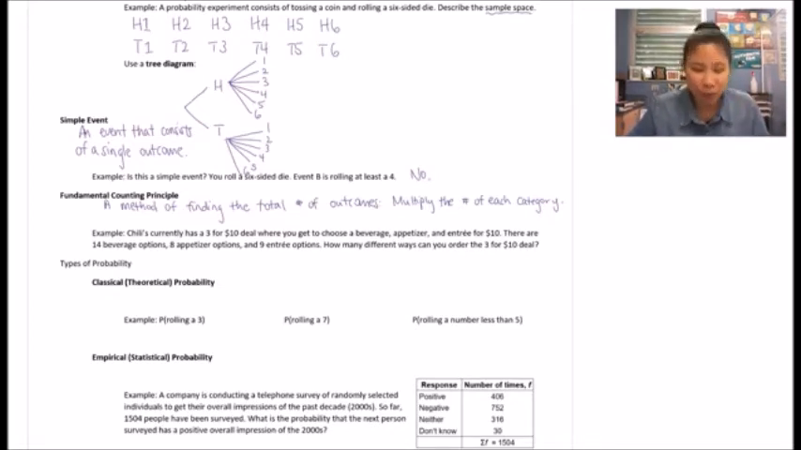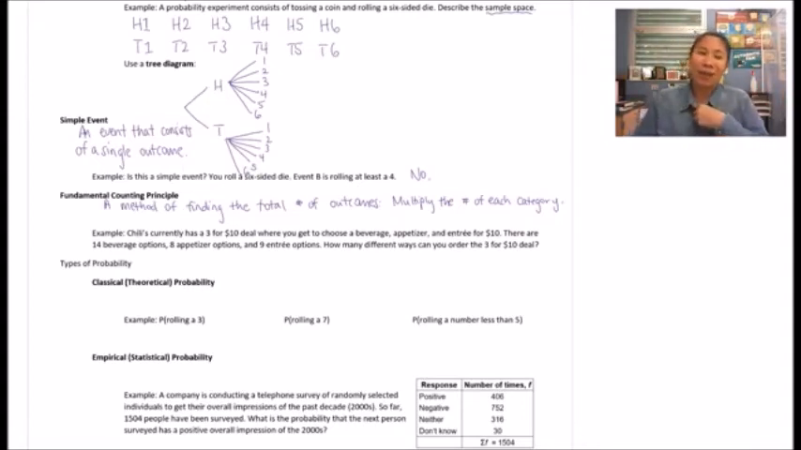So I don't know if you know, but Chili's has a 3 for $10 deal. I'm pretty sure they still have this going on. I don't know with COVID and everything, but they used to have this 3 for $10 deal, where you get to choose a beverage, an appetizer, and an entree for $10. It's a pretty sweet deal.